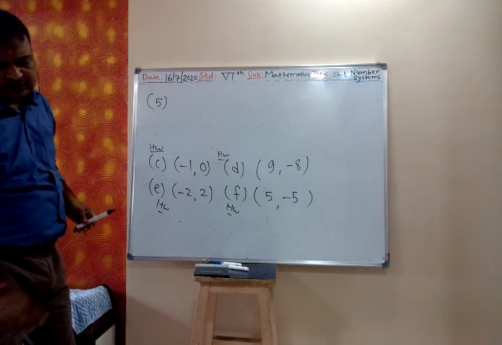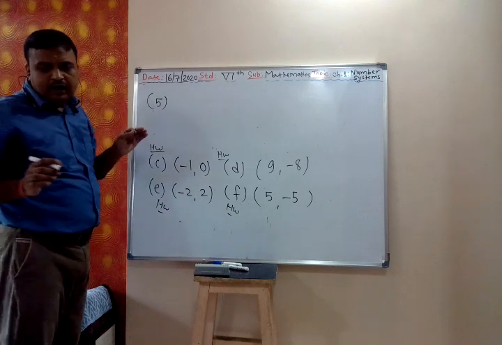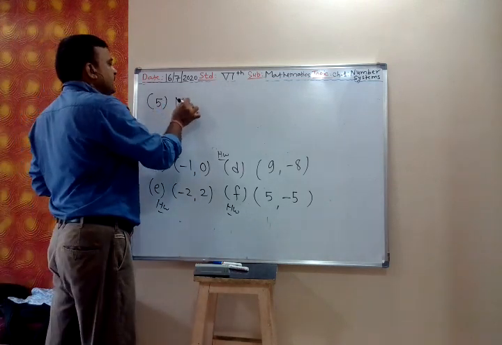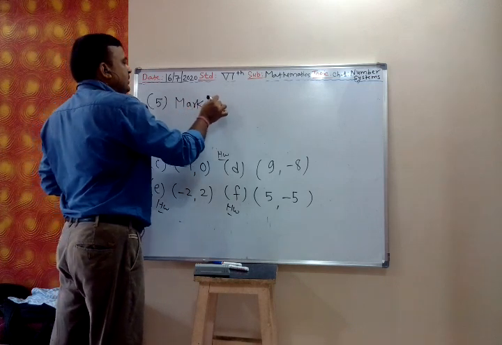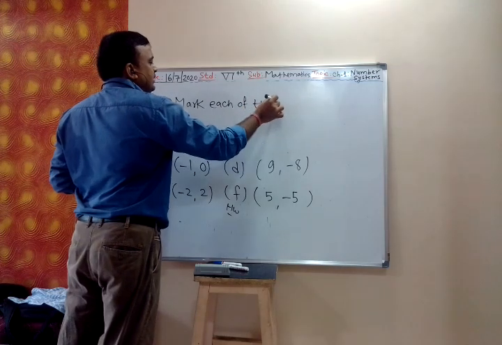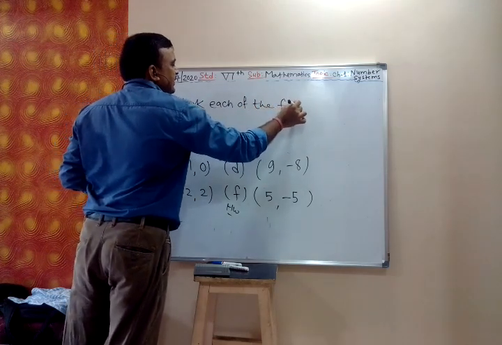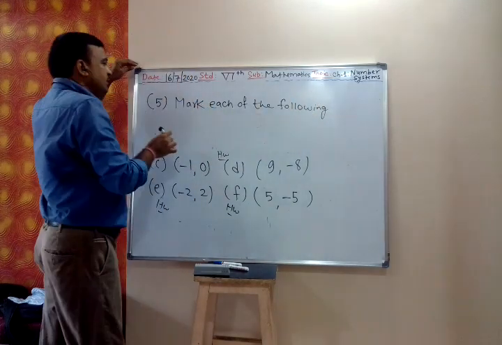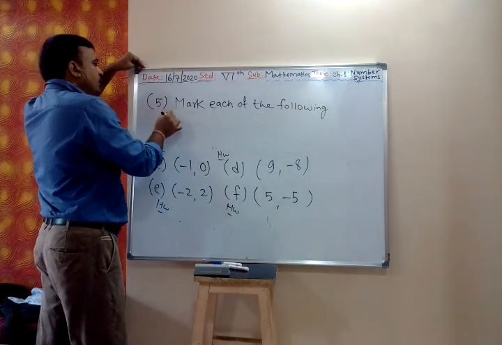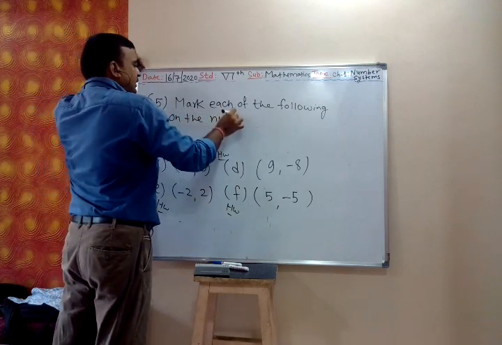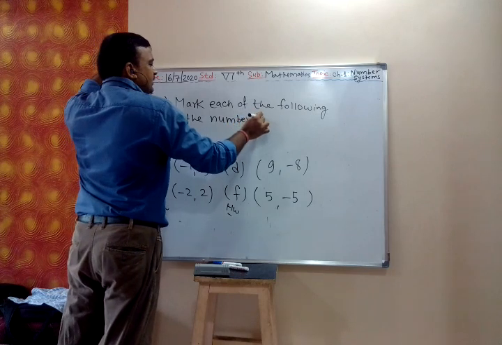Now let us write the fifth one. Mark each of the following on the number line. We have seen how to plot a number on the number line.